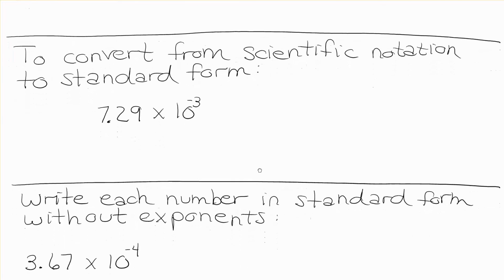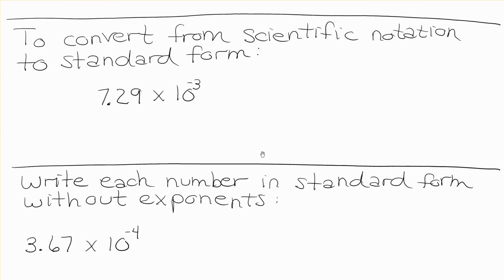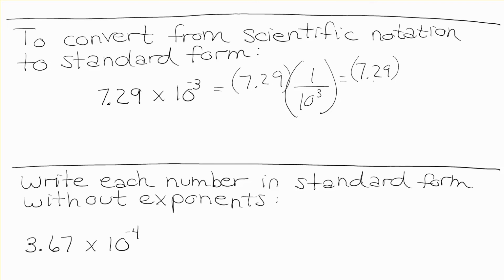Now let's go ahead and convert from scientific notation to standard form. We've already done 2 examples, so I only have 1 here. All right, this tells me that we have 7.29. And we're multiplying it by 1 over 10 cubed, which is 7.29 times 1 over 1,000.